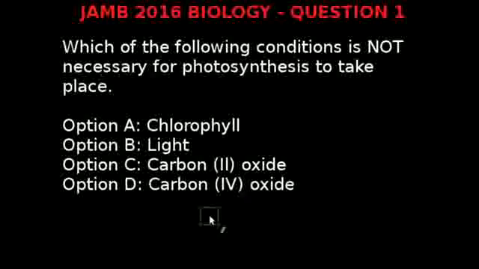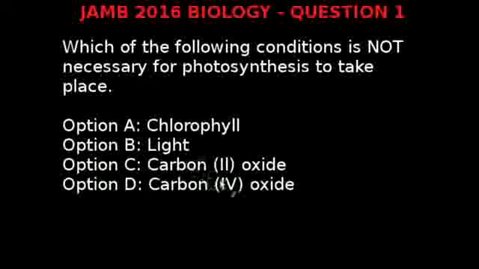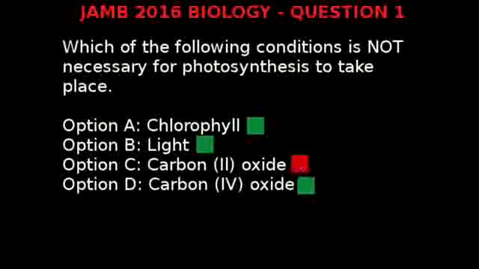Photosynthesis is the process by which green plants manufacture their food in the presence of sunlight. Photosynthesis takes place through the use of carbon dioxide and water in the presence of sunlight. Carbon monoxide, which is a poisonous gas, has no use in photosynthesis. So from our options here, it means that we require chlorophyll for photosynthesis to take place. We also require light. We also require carbon dioxide, but we won't need carbon monoxide. Therefore, our correct answer is option C.